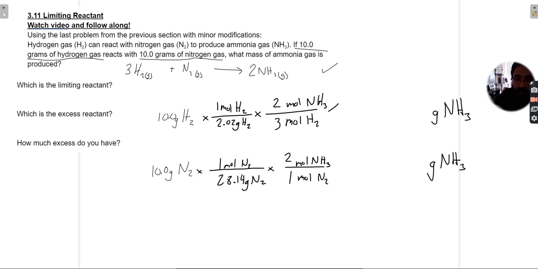All right. So now we are at moles of NH3. Let's convert that into grams.